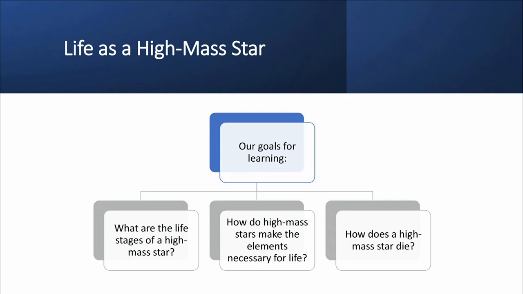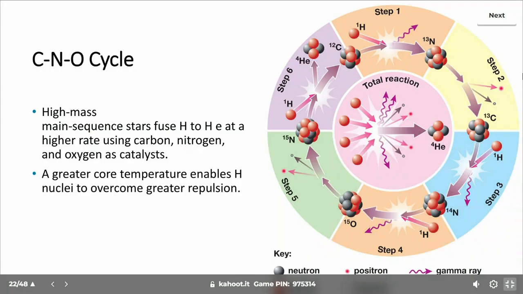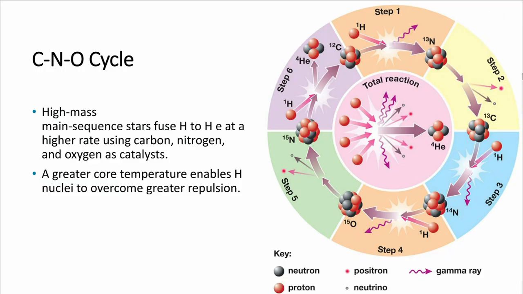So for high mass stars, we'll do the same kind of thing. What are the life stages for a high mass star? We'll start to talk about some interesting consequences of these stars doing these fusion reactions, and then we'll talk about what happens when one of these high mass stars die. So the low mass stars do a proton-proton chain nuclear reaction, but the high mass stars have access to a different way to do fusion reactions.